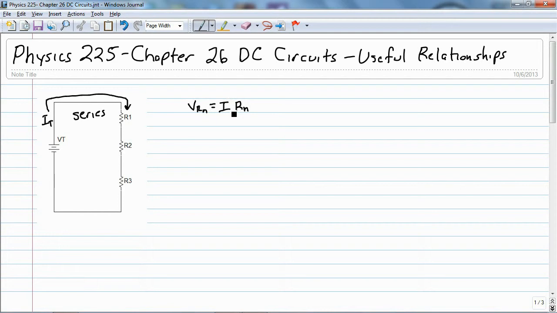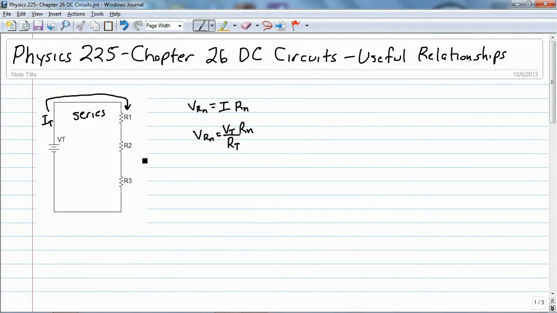And now I can substitute for the current, and the current is just the total voltage divided by the total resistance, because the current has to be the same through all of them, times Rn. Now this is an interesting relationship because it basically just says that the voltage potential across each resistor is just a weighted average across each one.